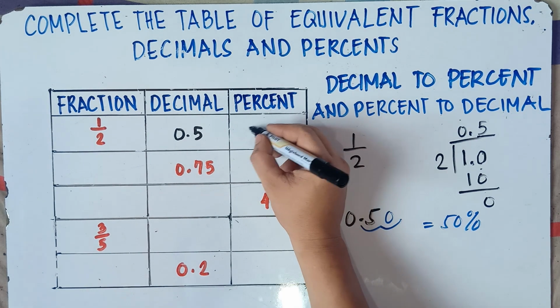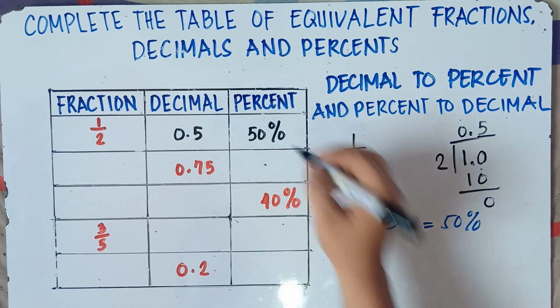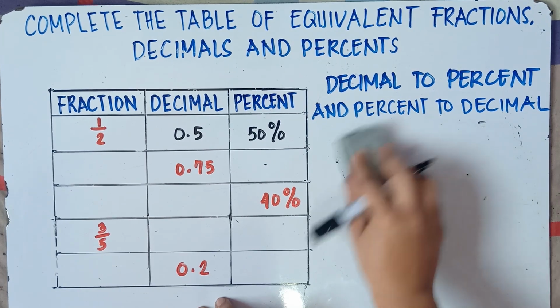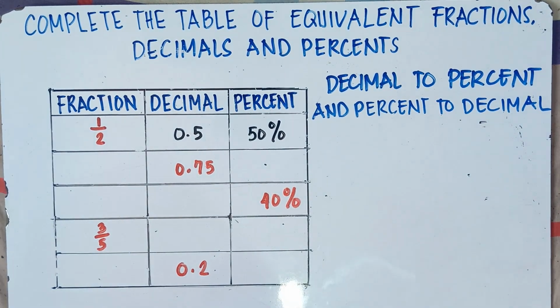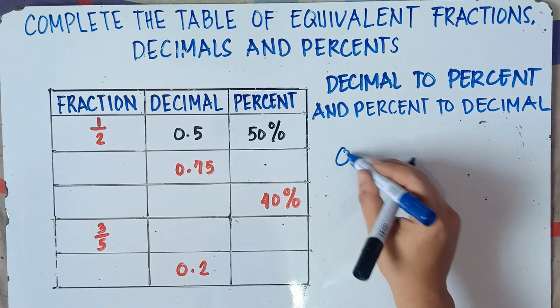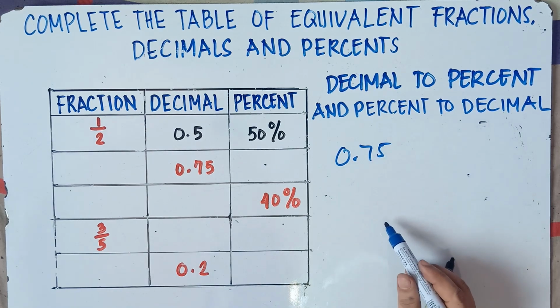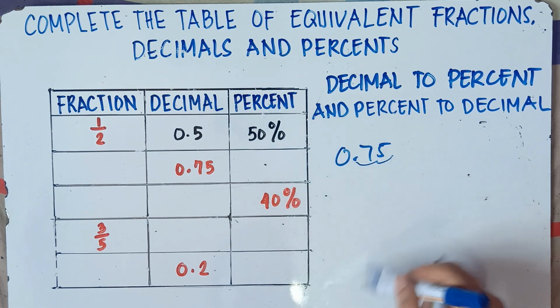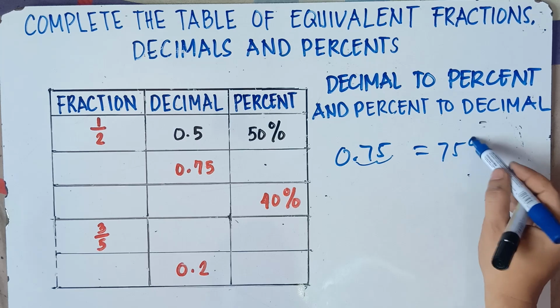That's it. That's easy, right? 50%. How about this one, class? 75. How will you change that one into percent? 0.75. That's correct. Move the decimal point left to right twice, changing to percent. 1, 2. That's correct. That would be 75%.